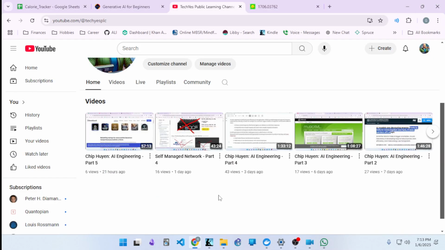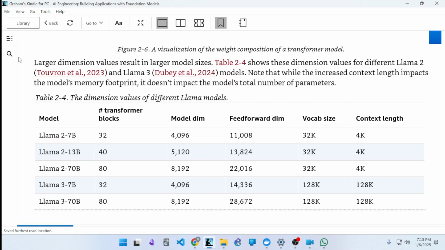All right, welcome back. I'm going to make a bit more progress, but I will need to cut this short pretty quick here. So larger dimension values, and I'll do a sound check just in case. There we go. Larger dimension values result in larger model sizes. Table 2-4 shows these dimension values for different Llama 2 and Llama 3 models. Note that while the increased context length impacts the model's memory footprint, it doesn't impact the model's total number of parameters. So this is table 2-4, the dimension values of different Llama models.